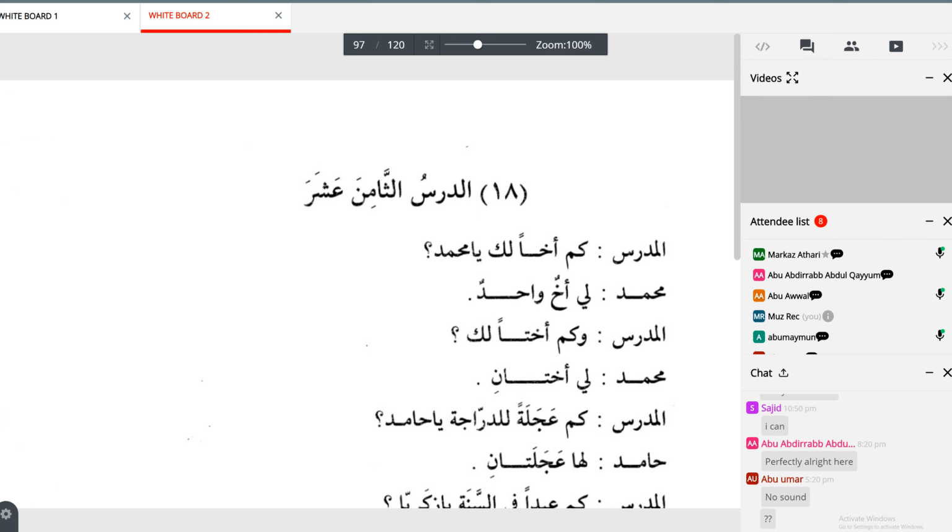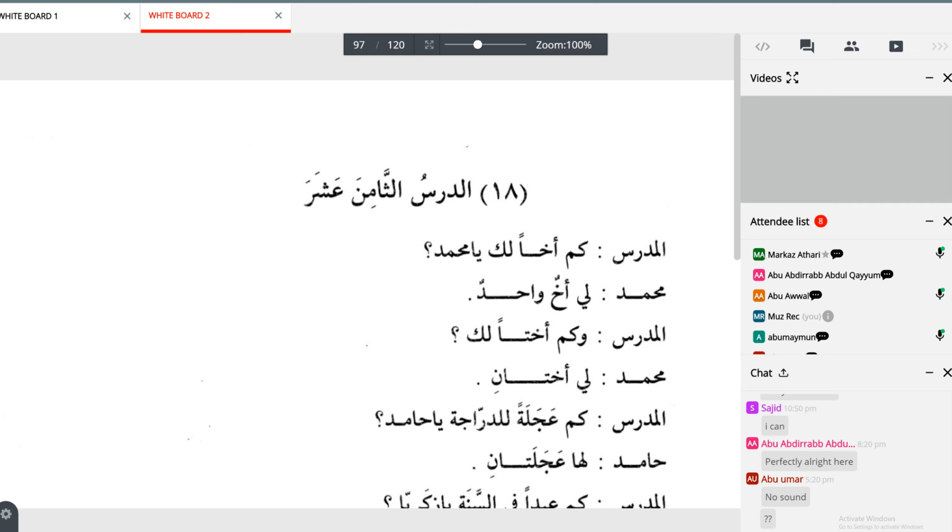And we previously studied that when you're talking about a family member or person, then you will say laka. And when you're talking about an object, you will say indaka. So here you have laka because the question was about a brother. So then the answer comes quite clearly.